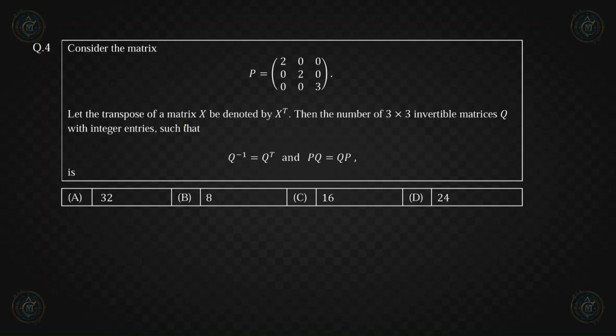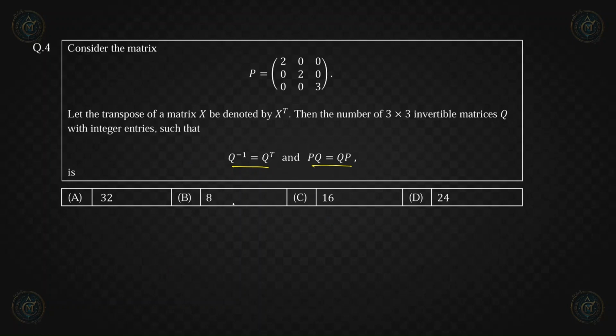Let the transpose of a matrix X be denoted by X transpose. Then the number of 3 by 3 invertible matrices Q with integer entries such that Q inverse equal to Q transpose and PQ equal to QP is what? Okay, so we have four options. Let's count this number of matrices.